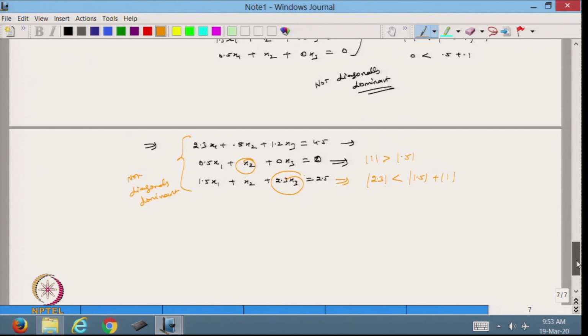But in this case if I change a little value here, because this is just a random value I have taken, if I take some small value, maybe I can take here 0.5, then I can say that okay. So if I change this one, now 2.3 is greater than 1.5 plus 0.5. Then I can say that this matrix is diagonal dominant.